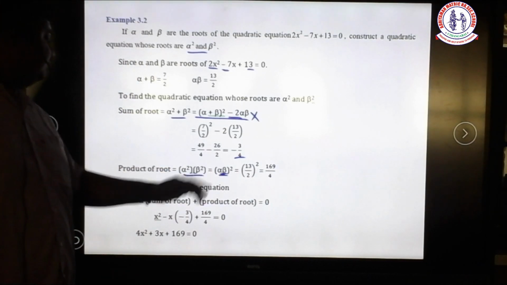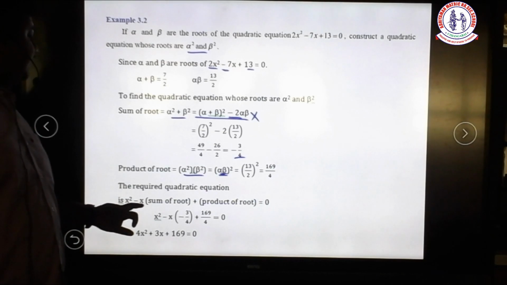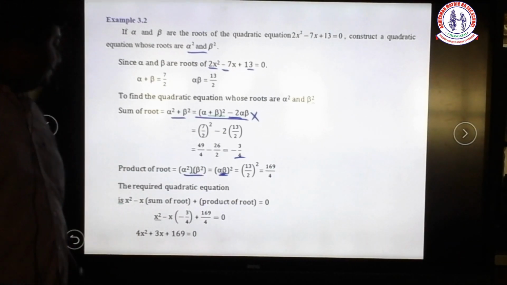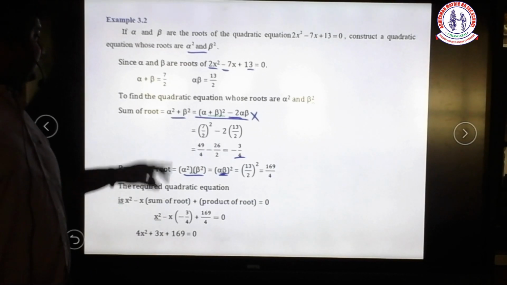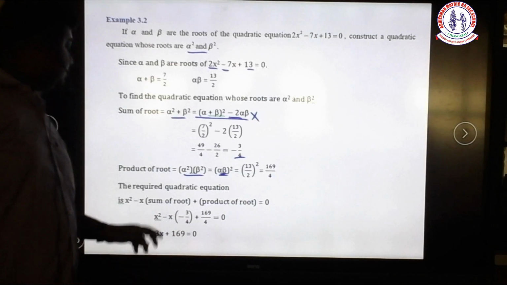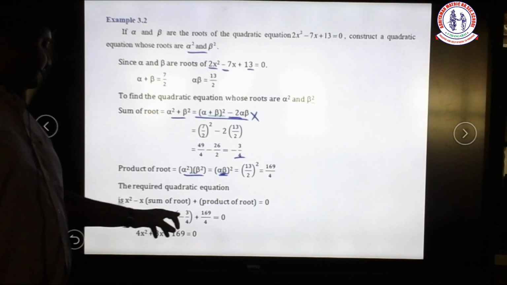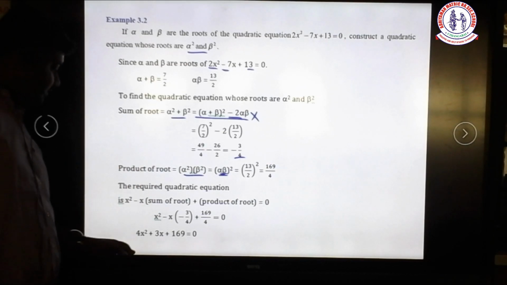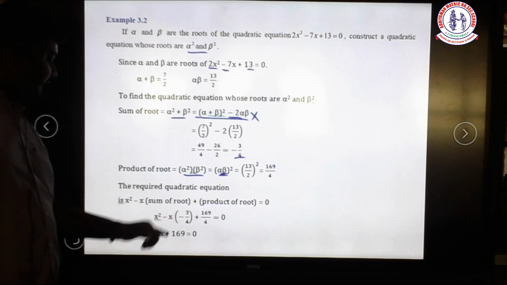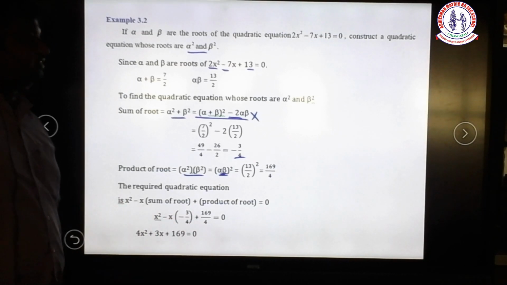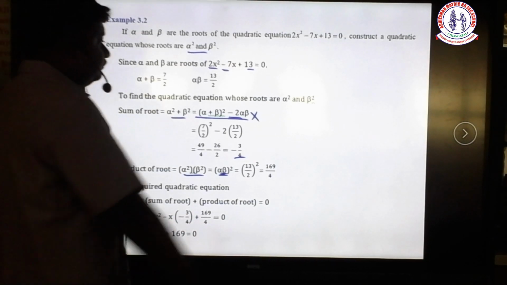So the required quadratic equation, by the formula, is x square minus sum of the roots into x plus product of the roots is equal to 0. Applying it, x square minus, minus 3 by 4 x, plus 169 by 4. The denominator is 4, so we multiply by 4. We get 4x square, the 4s cancel, minus into minus plus, we get 3x, plus 169, is equal to 0. This is one.